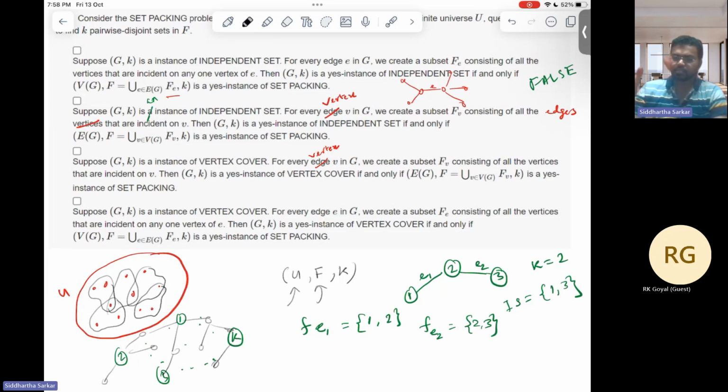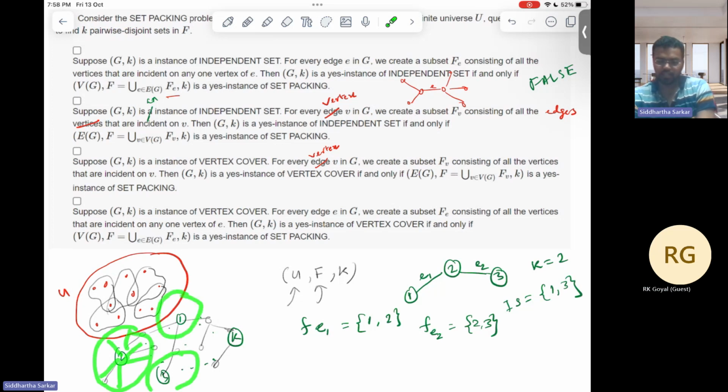if there is an edge which is incident to both, let us say 2 and 3, or an edge which is incident to two vertices of the independent set, that contradicts the definition of independent set. By definition, there cannot exist an edge between two vertices of the independent set. Therefore, all the edges incident to the vertices of the independent set form disjoint sets. So we can pack k such sets of edges, leading to a k-sized set packing instance. So therefore, this is true.